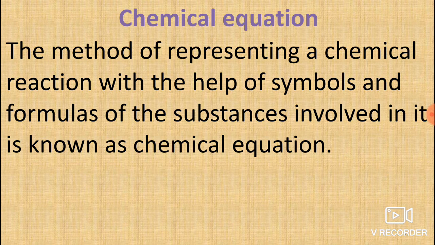Symbols: carbon, the symbol is C; nitrogen, N; hydrogen, H. Those are the symbols. And formulas: sulfuric acid, H2SO4; hydrochloric acid, HCl; calcium carbonate, CaCO3. These are the formulas. So writing the word equation by means of symbols and formulas, you can call it a chemical equation, right?